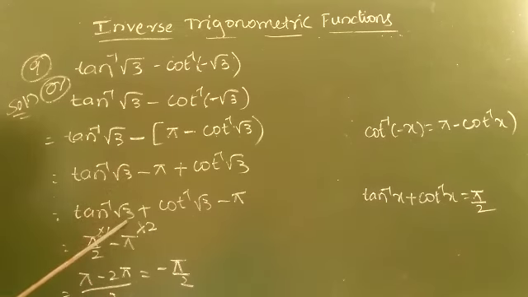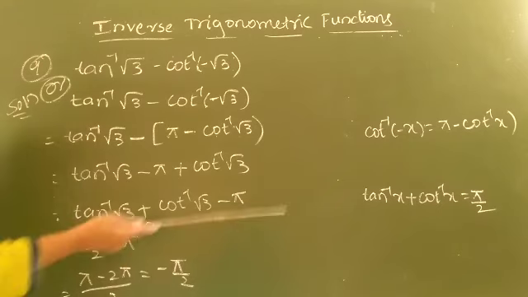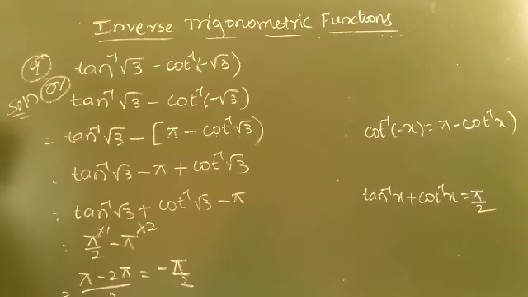Next, tan inverse x plus cot inverse x is equal to pi by 2. We already know this property, already we proved it. Here x is root 3. Tan inverse root 3 plus cot inverse root 3 value is pi by 2, minus pi as it is.